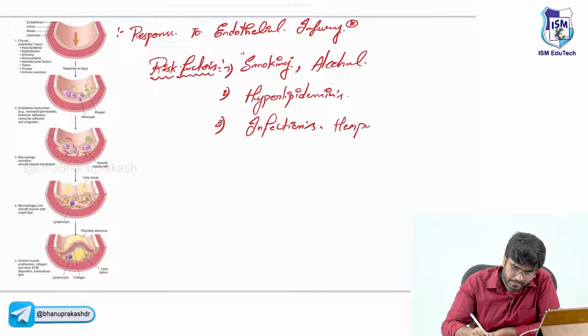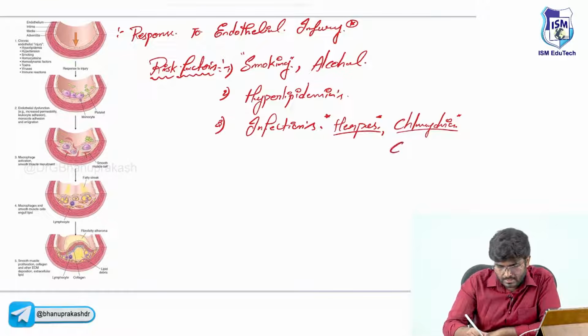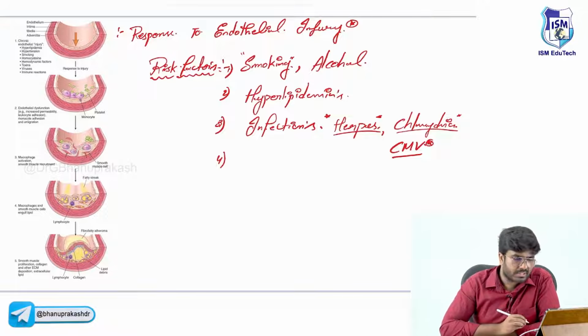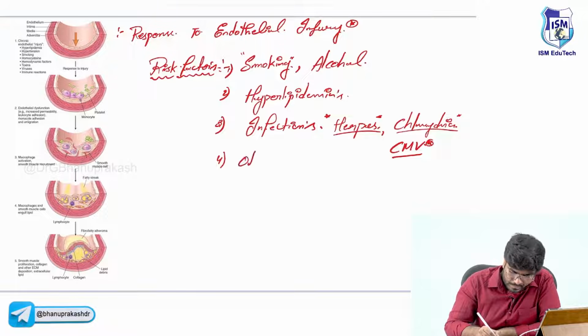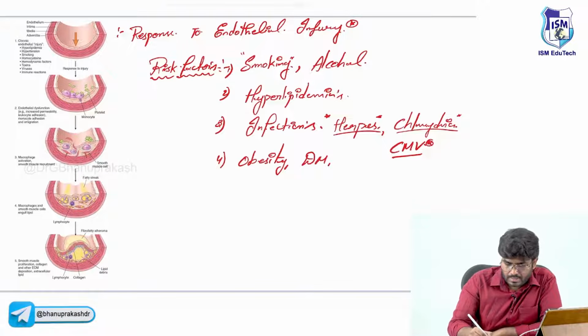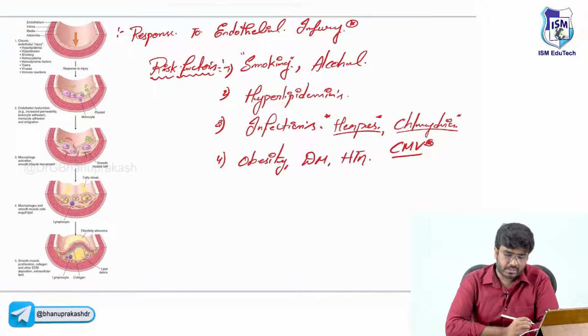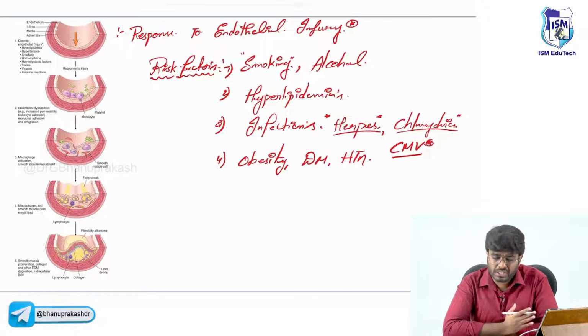Herpes infection. Next, chlamydia. Herpes, chlamydia and cytomegalovirus infections. Next, those persons who are having obesity, diabetes mellitus and hypertension. So all these are the risk factors, sir. Smoking, alcoholism, hyperlipidemias, infections, obesity, diabetes, hypertension.